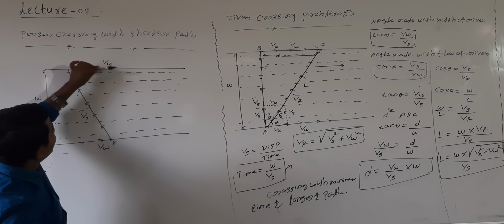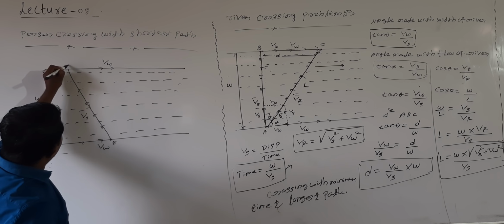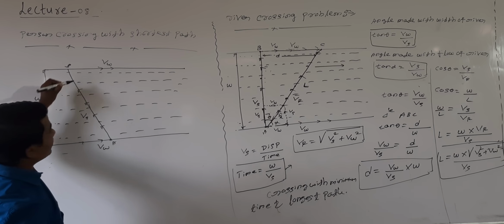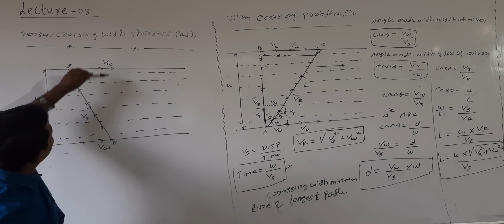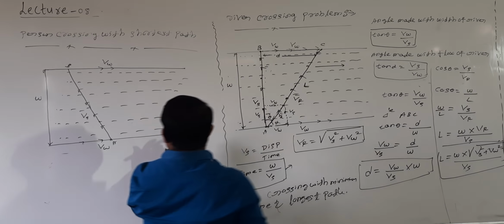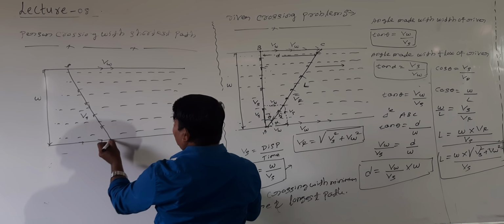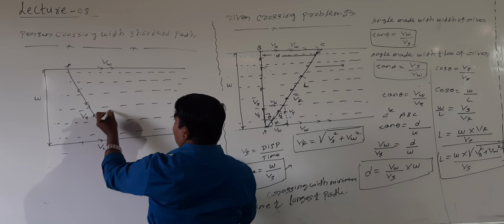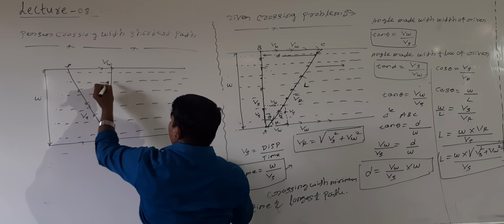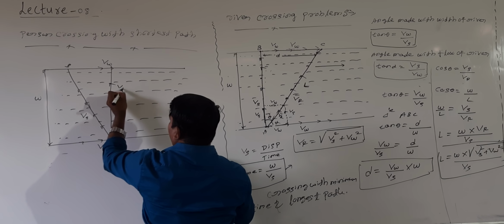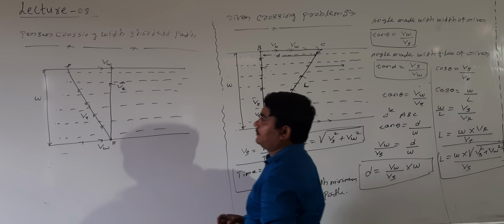Due to the flow of the river, the person may range from A to B. But due to the flow of the river, the person's position may shift here. How to get the resultant velocity? The resultant velocity of this person can be given like this. This is nothing but the resultant velocity. Shall I take it as VR?